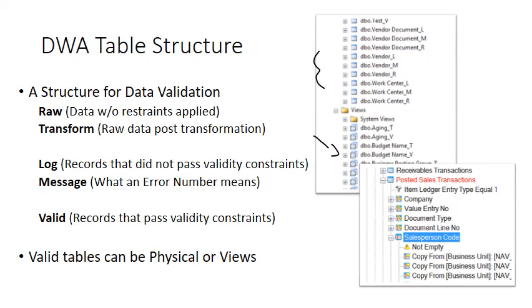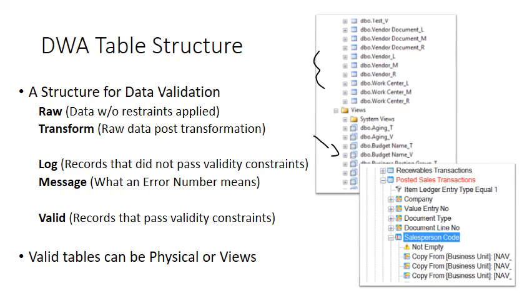Then the V table, the valid table, that's the table that has all the records that pass your validity constraints. And that's the table that we always report on. That's the table that we use to feed our cubes, but it's really important, again, to make sure that there's nothing in our log tables, or if there are errors in our log table, that we go back and fix the data in our ERP.